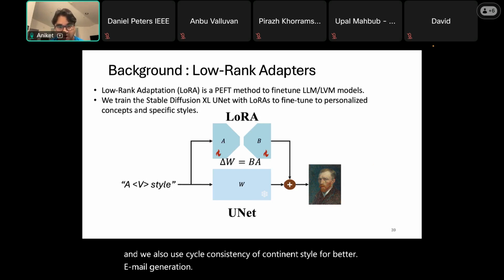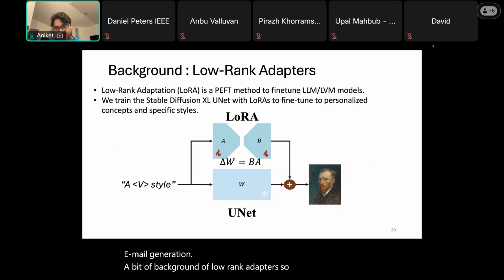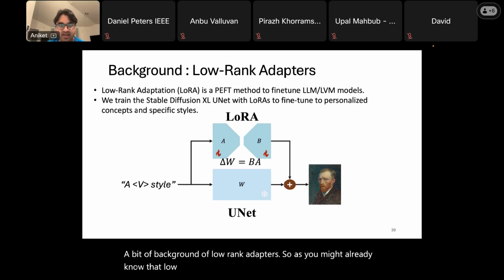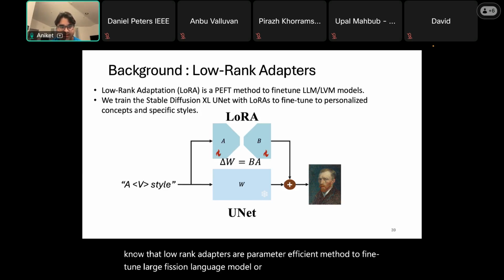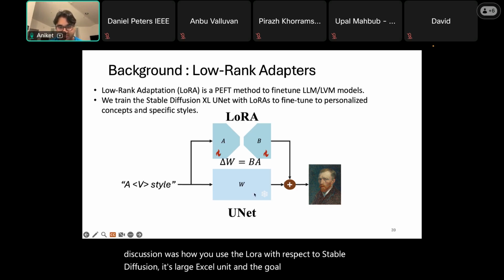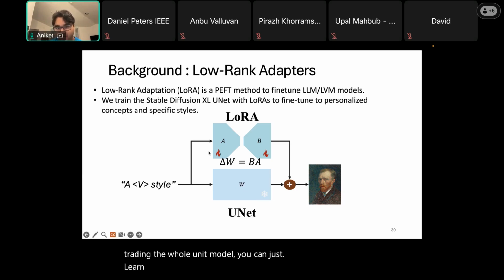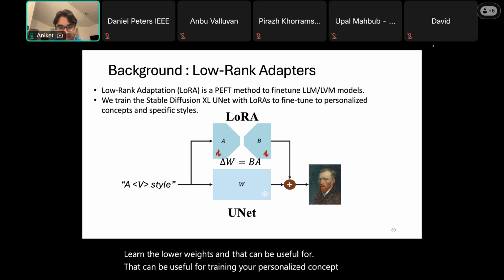A bit of background on low rank adapters. As you might already know, low rank adapters are a parameter efficient method to fine tune large vision language models or LLMs. Here our whole discussion is how you use LoRA with respect to the Stable Diffusion XL UNet. Instead of training the whole UNet model, you can just learn the LoRA weights, and that can be useful for training your personalized concept or personalized specific styles.